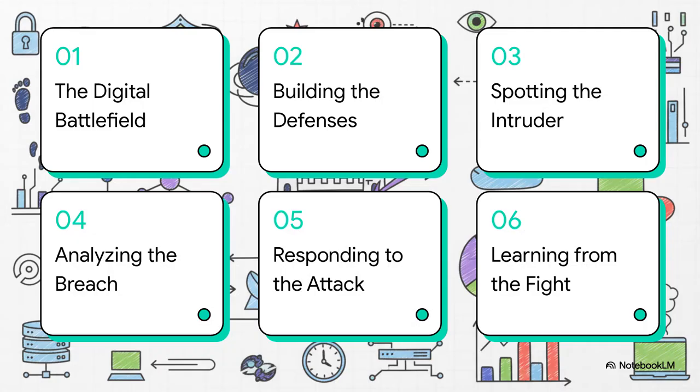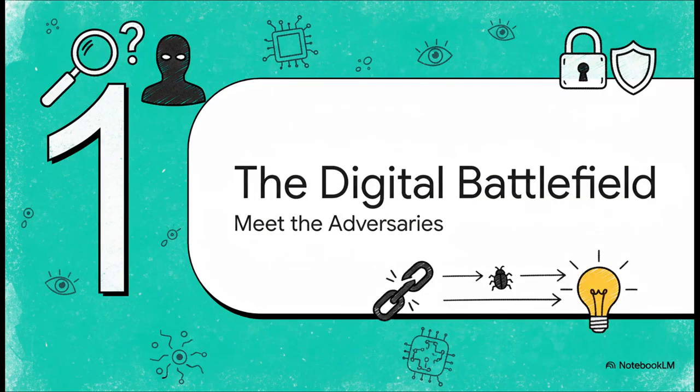All right, so let's get right into it. Here is our roadmap, our plan of attack for today's investigation. We'll start by getting a lay of the land, the digital battlefield. Then we'll look at how the fortresses are built. After that, we'll learn how to spot the very first signs of trouble, analyze all the evidence, and then how to actually respond to an attack. And finally, and this is maybe the most important part, how to learn from the fight so you're stronger next time.